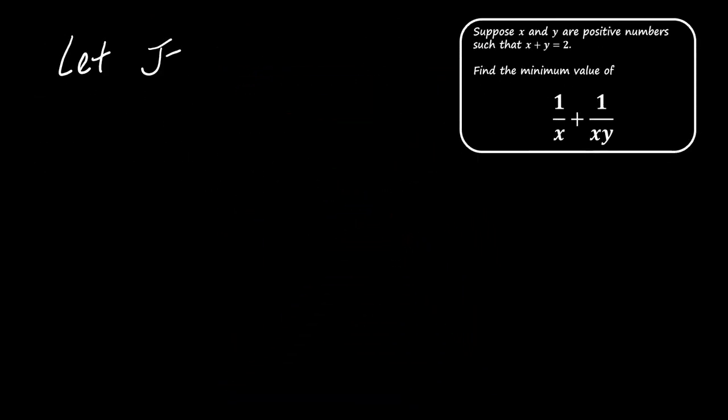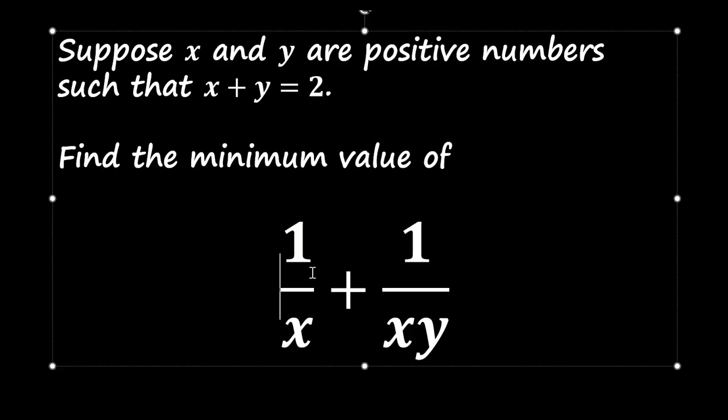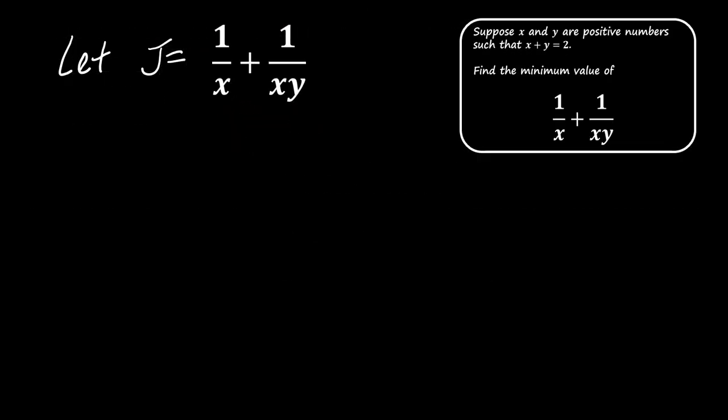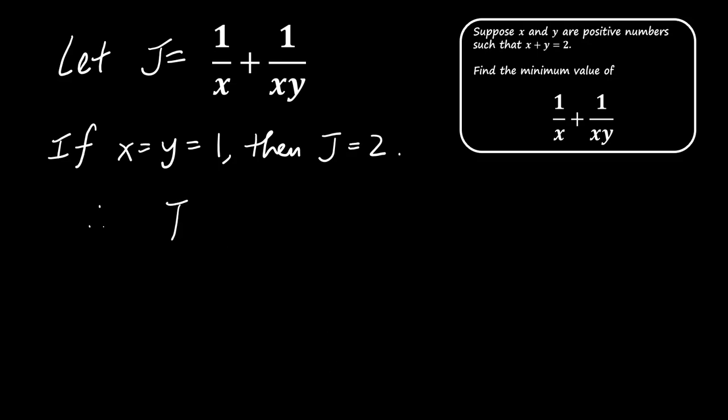We will start by introducing a new variable, say j, representing the expression we need to minimize. So, we let j equal 1 over x plus 1 over x times y. To gain some insight, let's consider a specific case where x equals y equals 1. In this case, j equals 2.